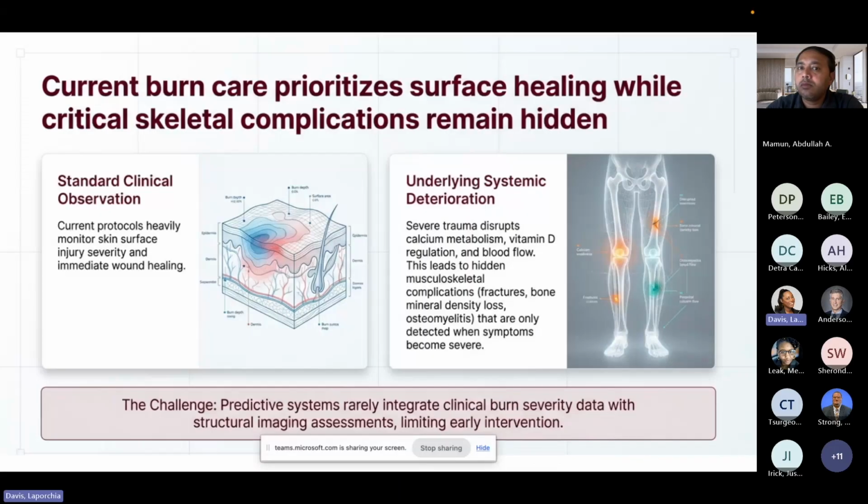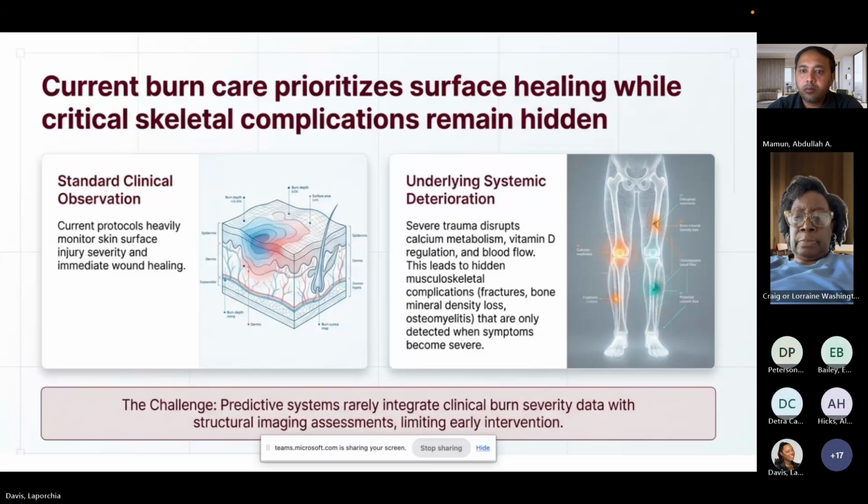Current burn care focuses heavily on surface healing, but deeper skeletal complications often go undetected. While clinicians monitor the visible injuries, disruptions like calcium and vitamin D regulation can lead to fractures or osteomyelitis that only appear later on. Therefore, the challenge is that predictive systems rarely combine clinical data and imaging, which limits early intervention.